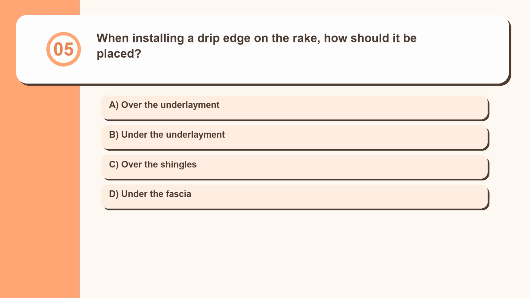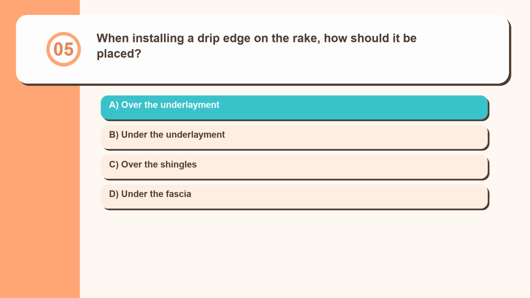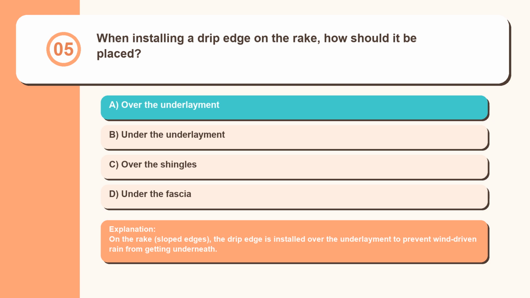Question 5. When installing a drip edge on the rake, how should it be placed? Over the underlayment, under the underlayment, over the shingles, under the fascia. On the rake, the sloped edges, the drip edge is installed over the underlayment to prevent wind-driven rain from getting underneath.